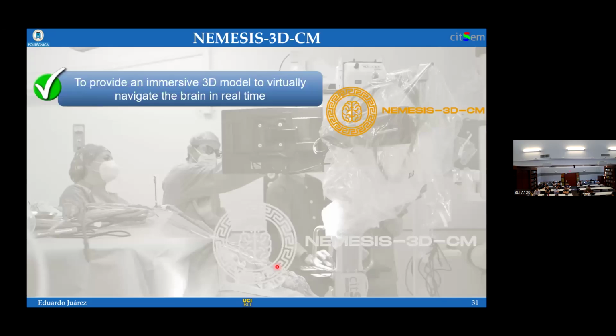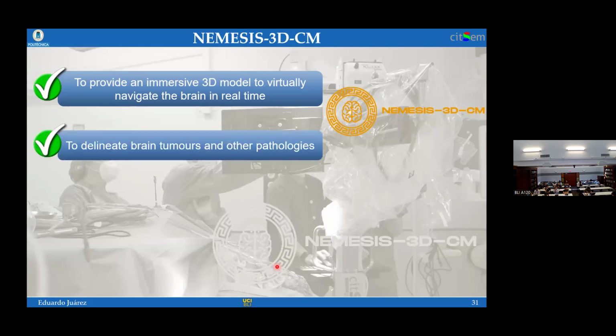In this project, the goal was to provide an immersive 3D model to virtually navigate the brain in real time. We added the idea that what really matters in this case is this volume information, because the magnetic resonance image that neurosurgeons use is a volume. Even if we see the different cuts, the axial, it's a volume. So we need to register our information to that volume if we want to help you. That was the first objective, and the second objective was to delineate brain tumors and other pathologies, so keep doing this, and of course, in real time.